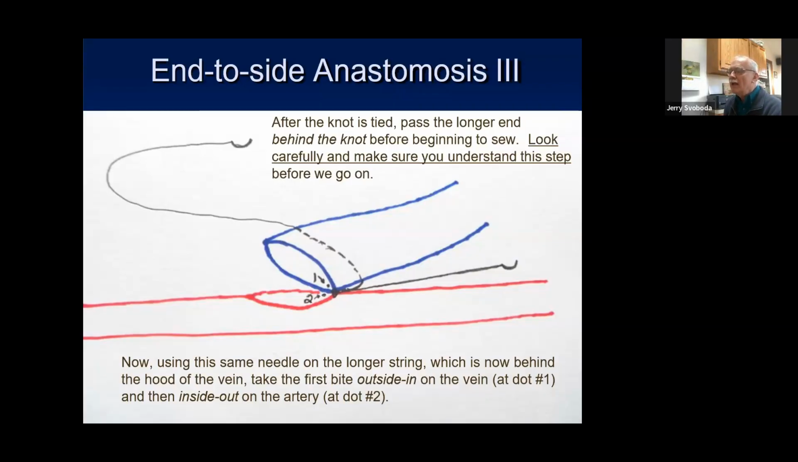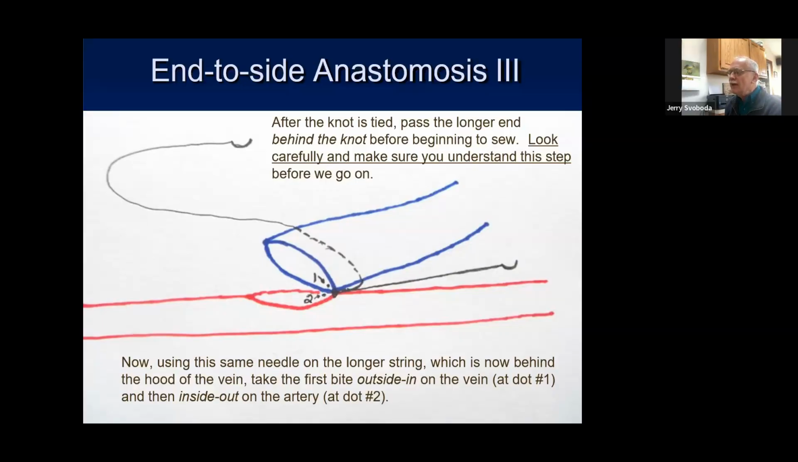That's all. And then, using that same needle, the longer suture needle, go outside in on the vein at point number 1 and inside out on the artery, point number 2. So take a good look at this. There's 2 steps here. You've already tied it.